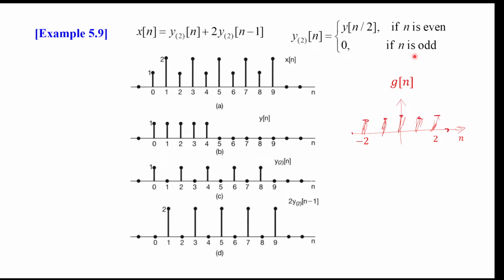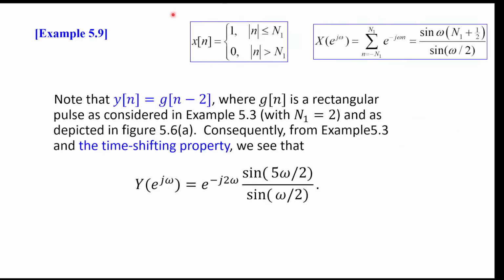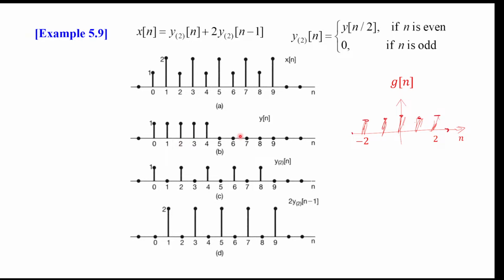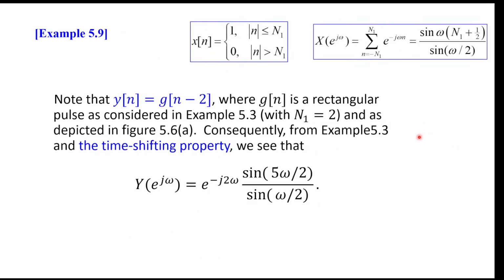Now we see that everything is expressed as some form of y of n, so we want to get the Fourier transform of y of n to start getting all those things. As we said, we get y of n as a time shift of g of n, where g of n is 1, 1, 1, 1, 1 from minus 2 to 2. So y2 of n is just g of n minus 2, g of n divided by 2.